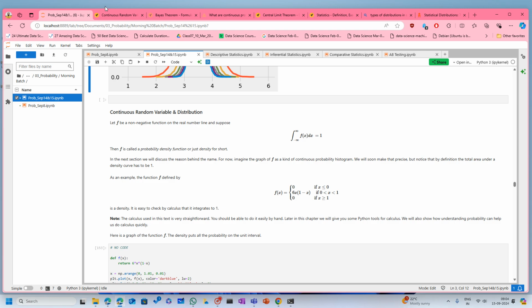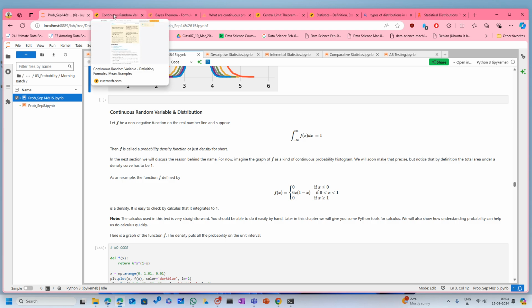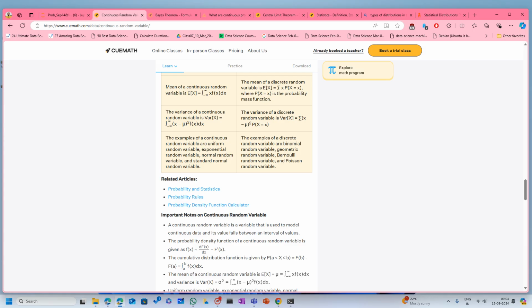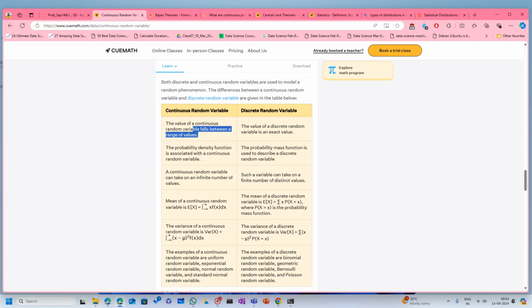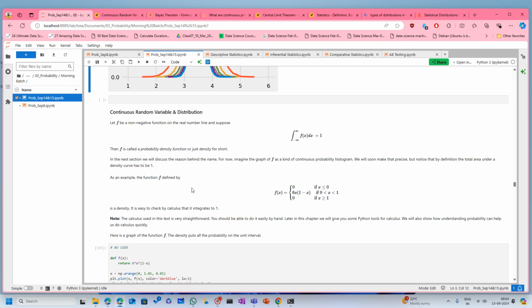Okay, up until this point, whatever we have learned is for discrete random variables only. Now we are going to look at continuous random variables. As we already saw, a continuous random variable is a variable that can take infinite values within a range. If you notice, it applies from minus infinity to plus infinity. We are taking one small example here, f of x.